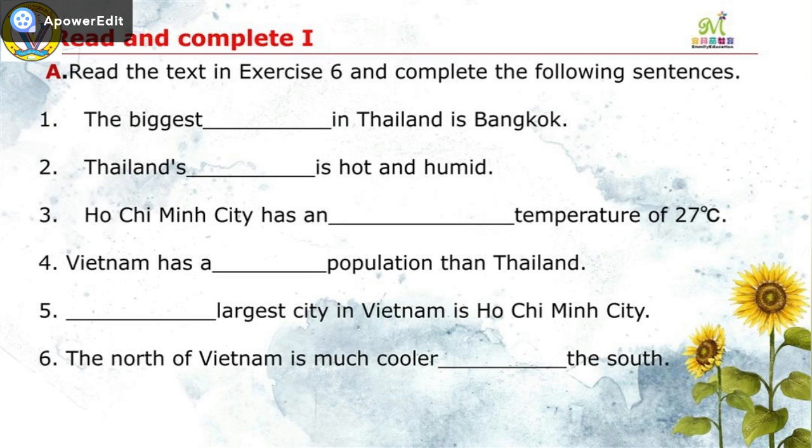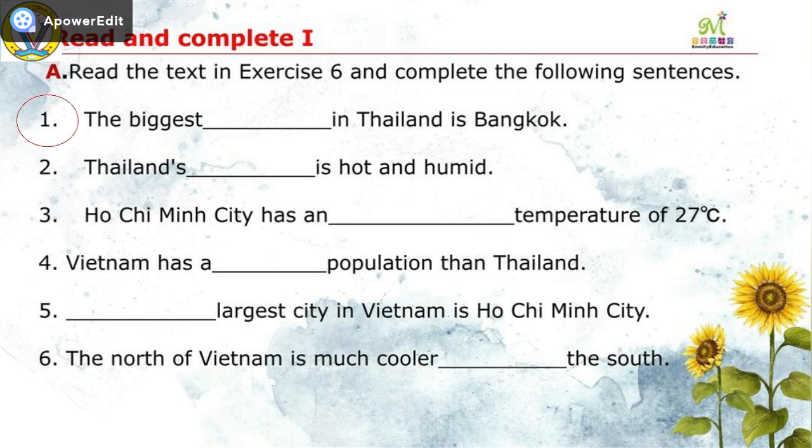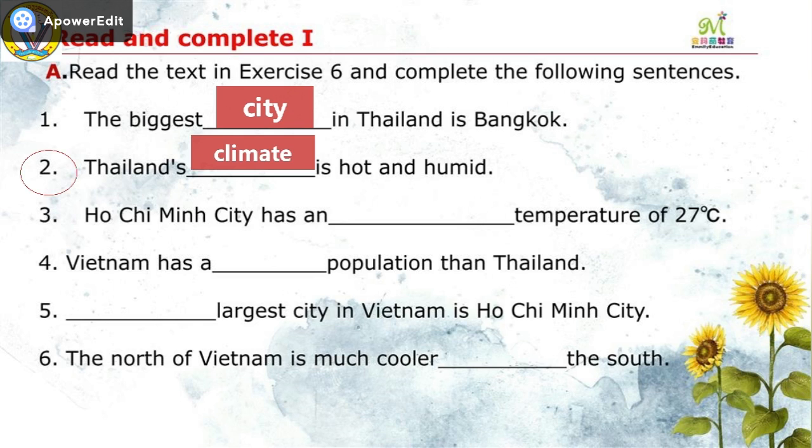Continue, read and complete. A. Read the text in exercise 6 and complete the following sentences. The biggest city in Thailand is Bangkok. Second, Thailand's climate is hot and humid.